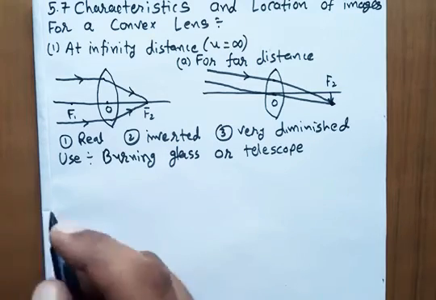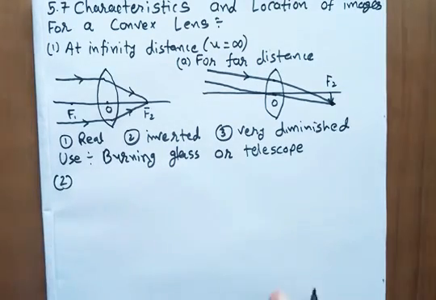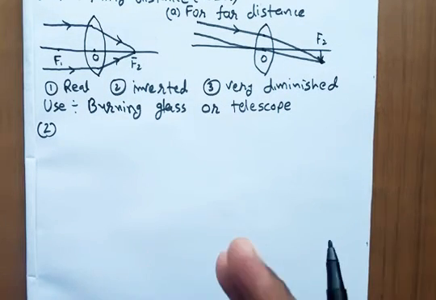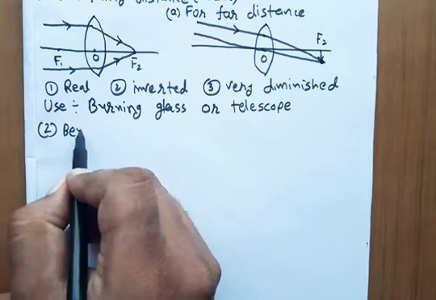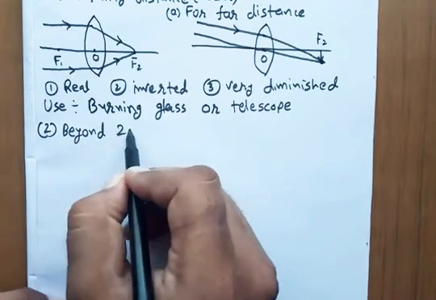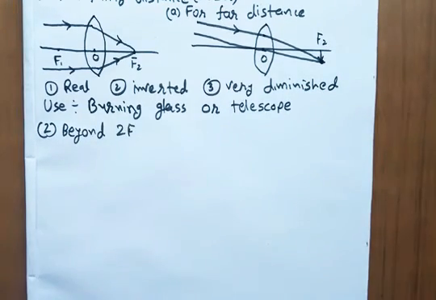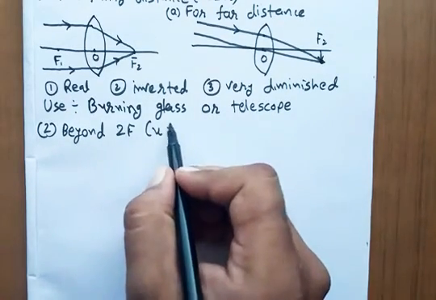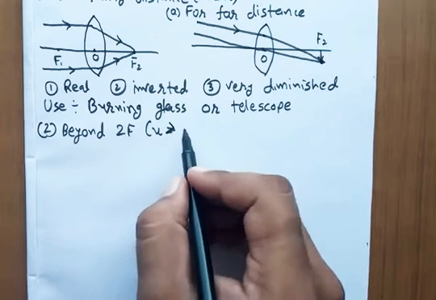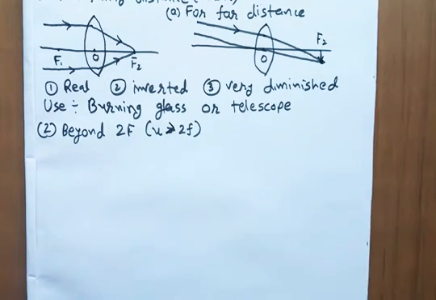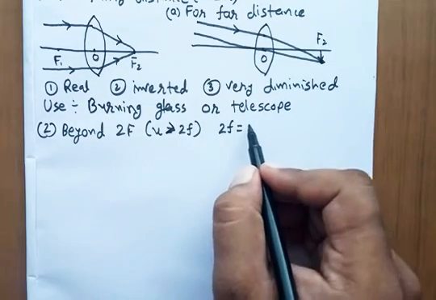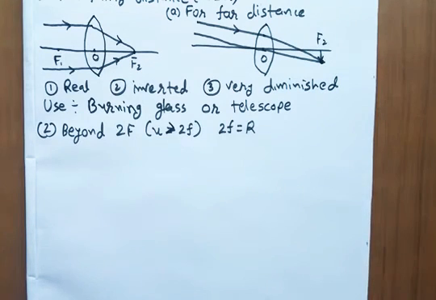Now we are moving on to the second classification, which is beyond 2f. Beyond 2f means the object distance is greater than 2f, double the focal length. What is 2f here? I must write that 2f is nothing but the radius of curvature.